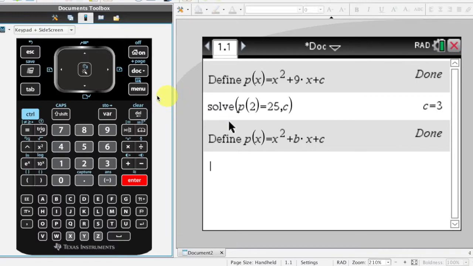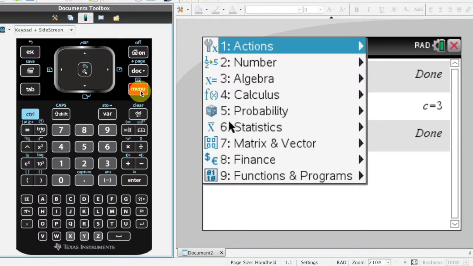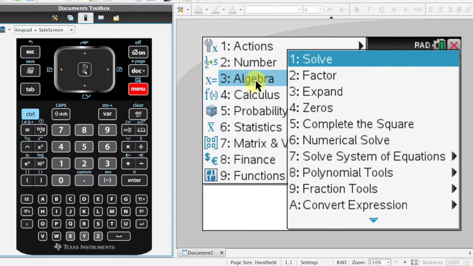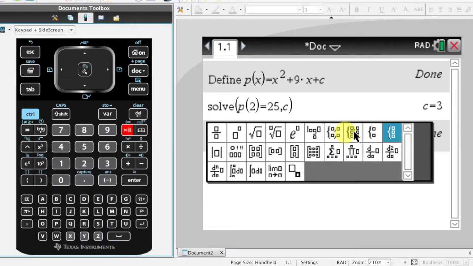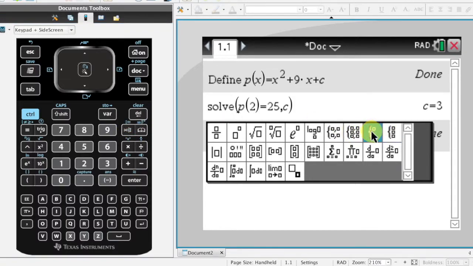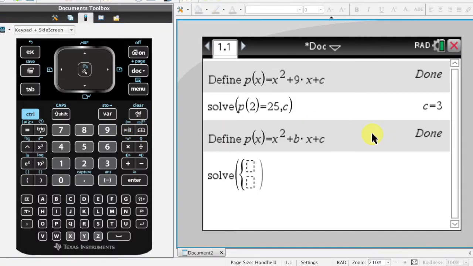So I've defined it. Now let's do the solve. So menu, algebra, solve. And I want two functions or two equations in here. So I'm going to put in my two equations. So I'll select that. And the first one is that p of 1 is equivalent to 2. And the second one is that p of negative 1 is equal to 6.